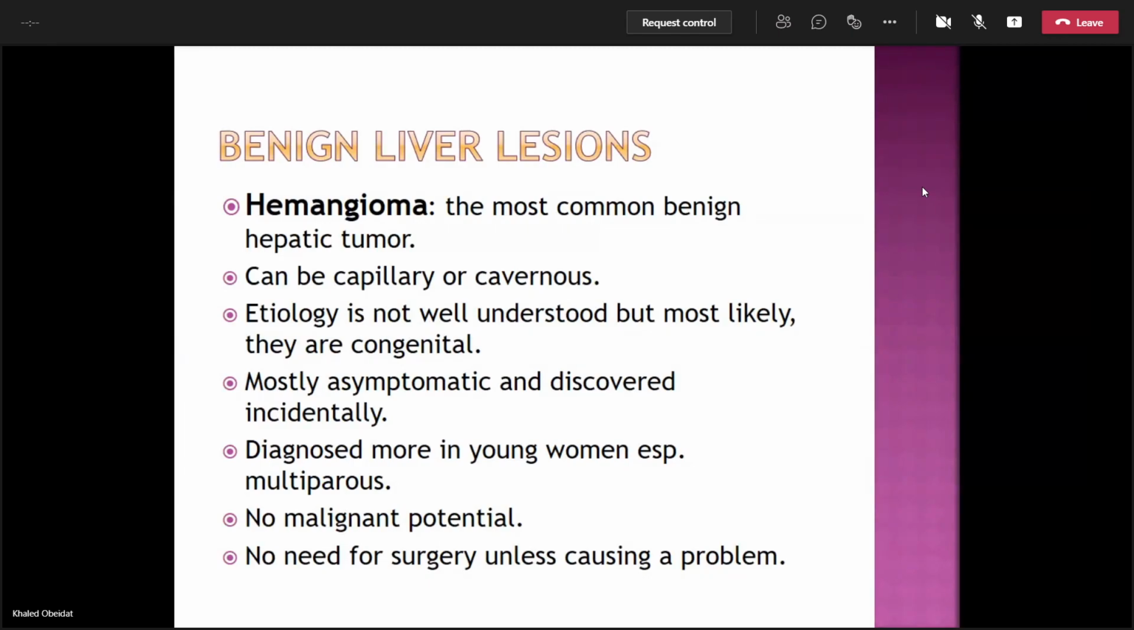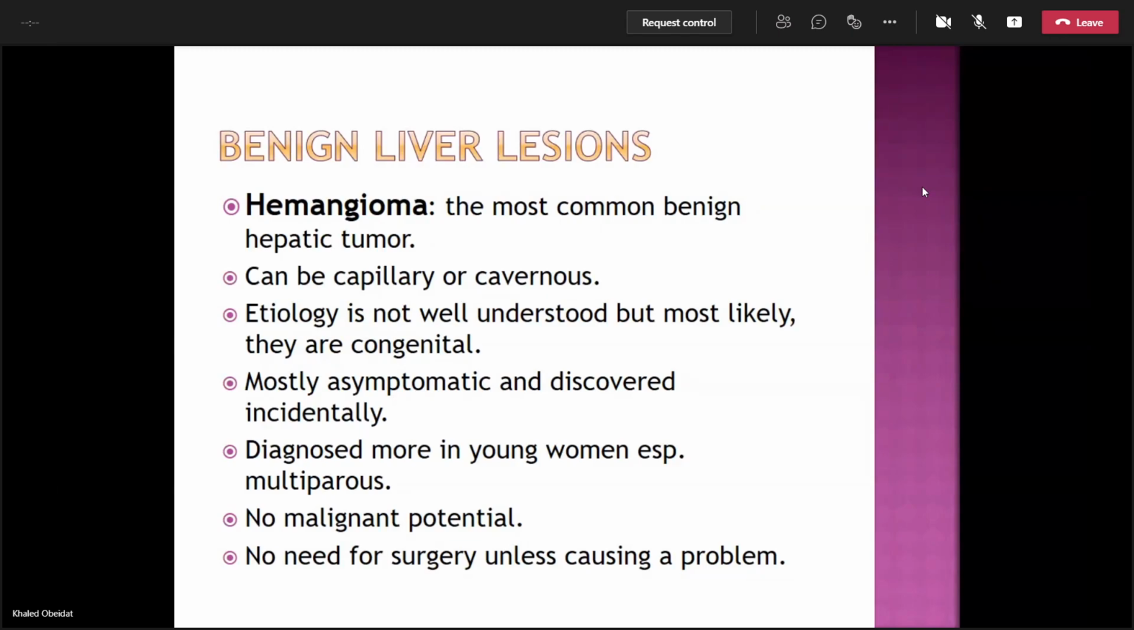Sometimes it can cause a problem like abdominal pain. And if there's abdominal pain, we have to make sure that the cause of the abdominal pain is really from the hemangioma. So we have to rule out other causes of abdominal pain in that area, and the hemangioma has to explain that pain. Usually for hemangioma to cause pain, it needs to be large and causing stretching of the capsule. But small hemangioma inside the liver parenchyma usually doesn't cause pain, so it should not be the cause of the pain.